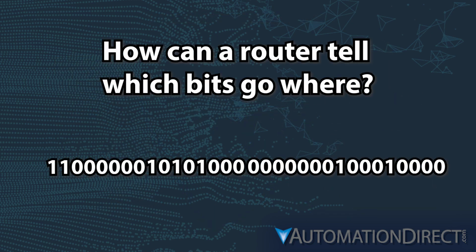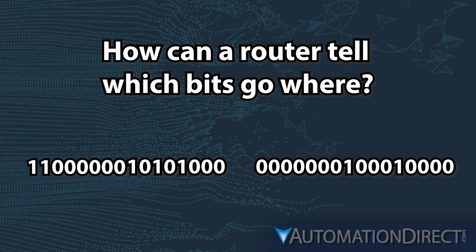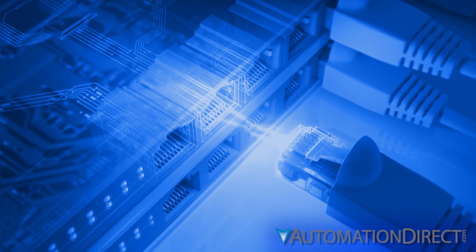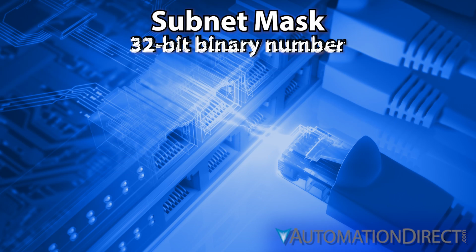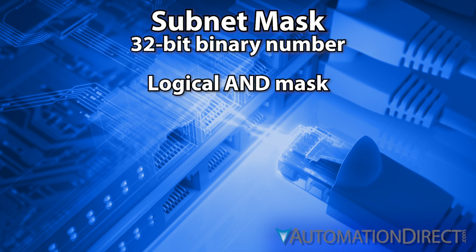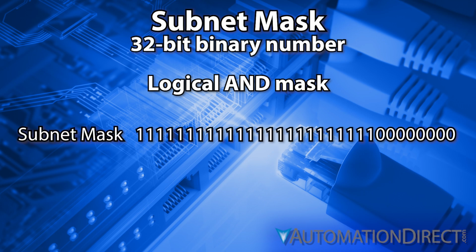How does it decide how many bits are intended to be in the network ID and how many in the host ID? This third crucial element of network addressing we mentioned is called a subnet mask. Like the IP address itself, it is a 32-bit binary number, and it acts as a logical AND mask to separate the 2 components of the IP address. Starting from the most significant bit on the far left side of the subnet mask, all the bits that are to be included in the network ID are assigned a 1, and the others a 0.